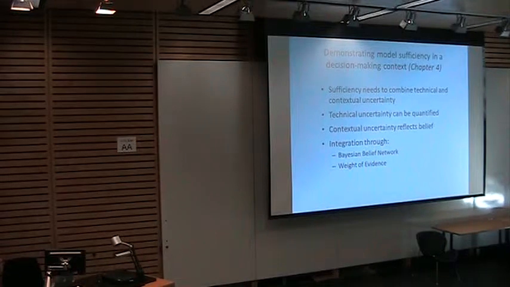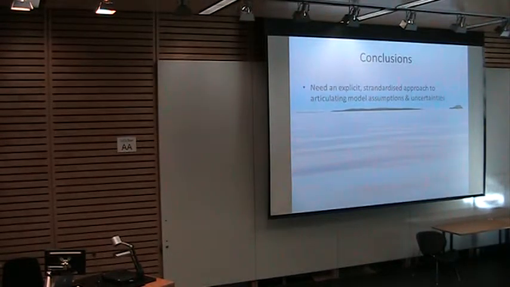And I'm looking at two different ways to pull those two pieces together. One is a Bayesian belief network, which is good if you think about belief, and a weights of evidence approach. But I'm still trying to work through this. So what I can tell you so far is that I really believe we need to be more explicit and perhaps standardized about our model assumptions and our uncertainties.